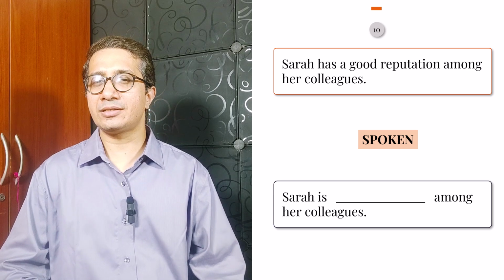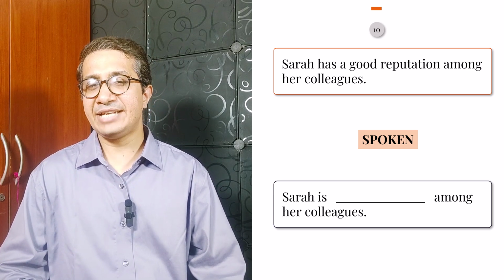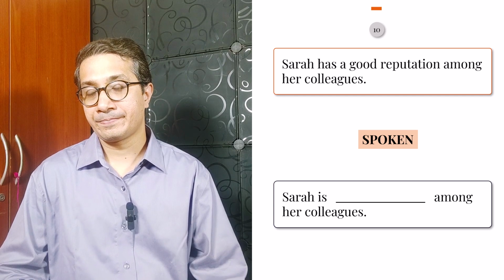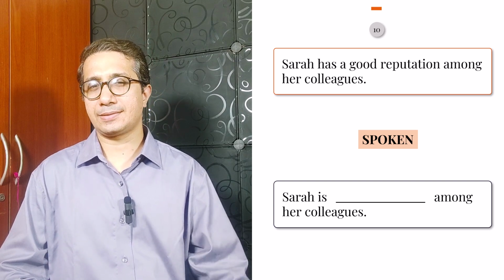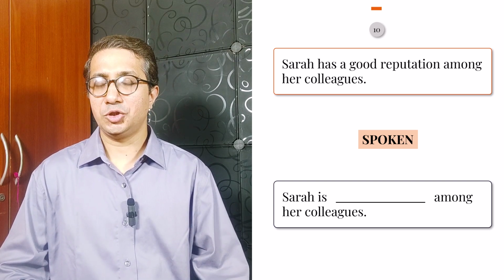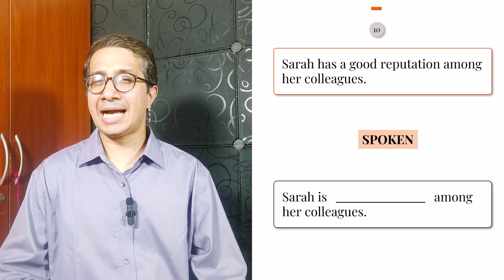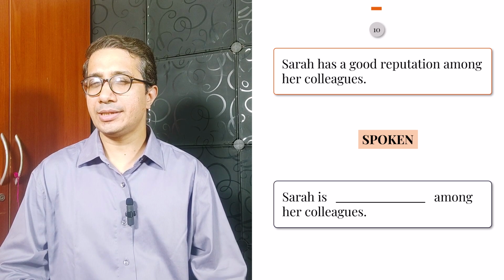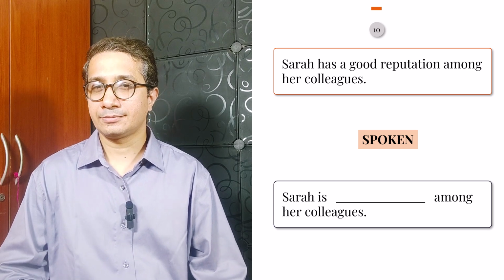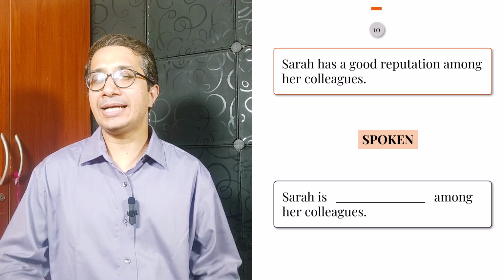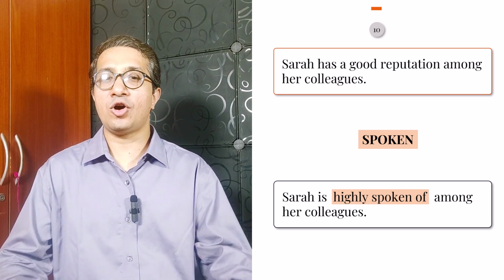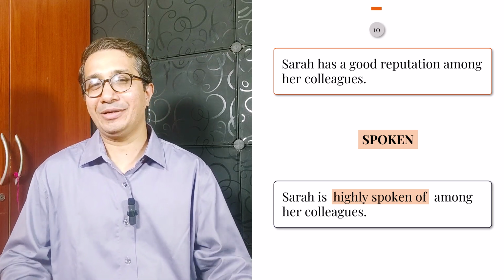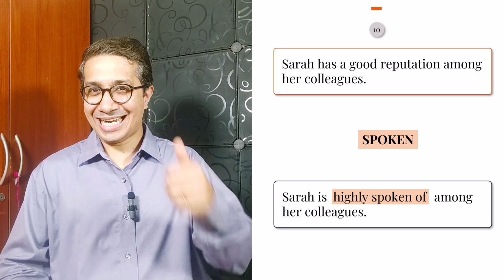Okay. Last, Sarah has a good reputation among her colleagues. The keyword is spoken. And the sentence: Sarah is among her colleagues. Good reputation, how do you put that in an expression which includes spoken? Answer: Sarah is highly spoken of among her colleagues. That's how we will do it. And that is all 10 questions over.